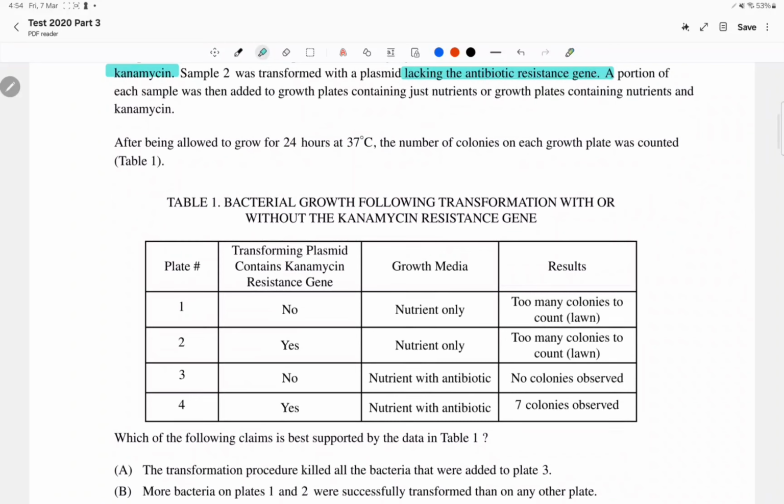So look at plate 1. They only have nutrient. Almost all of them lived. Look at plate 2. They only have a nutrient. Almost all lived. Plate 3, nutrient with antibiotic. No one lived. Plate 4, antibiotic. Only some lived. Why? Because those guys got the plasmid, those 7. And these guys don't have any plasmid.